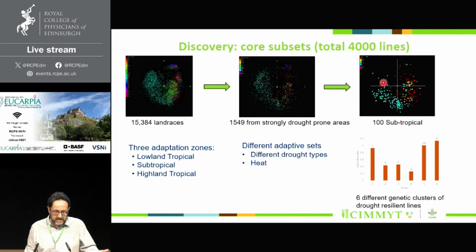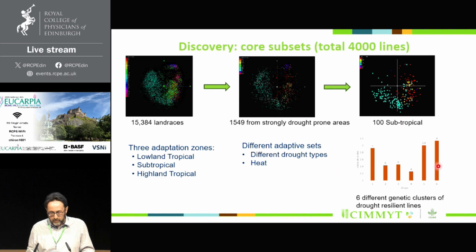And then we can also break that up into the different adaptation zones, so we can make a subtropical core, a tropical core, a highland tropical core. So we can make different core sets for a total of 4,000 lines for different uses, so these appropriately sample the overall variation. And like I said, different adaptive sets, so different drought types, different heat types.